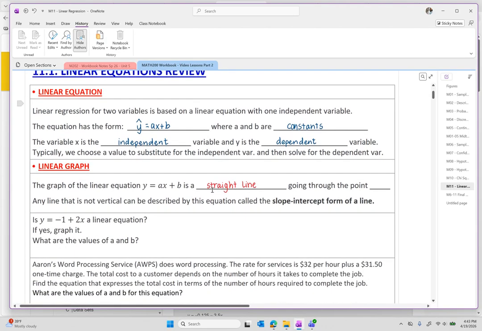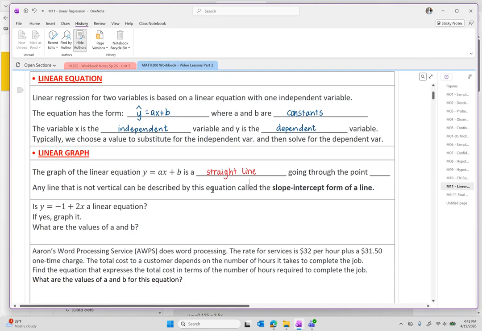Linear regression for two variables is based on a linear equation with one independent variable and one dependent variable. The equation is of the form y hat equals ax plus b. Hat indicates an estimated sample value, an estimated value in terms of the line, and a and b will be constants. The variable x is called the independent variable and y is called the dependent or response variable. Typically we choose a value to substitute for the independent variable and then we solve for the dependent variable.